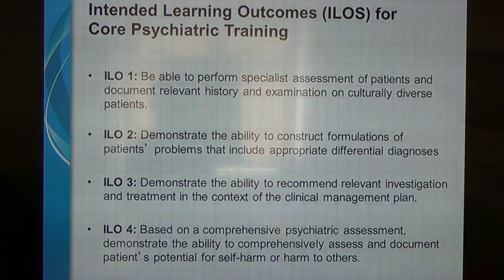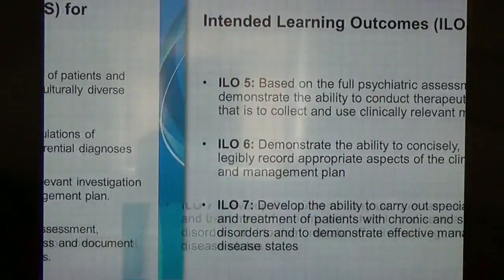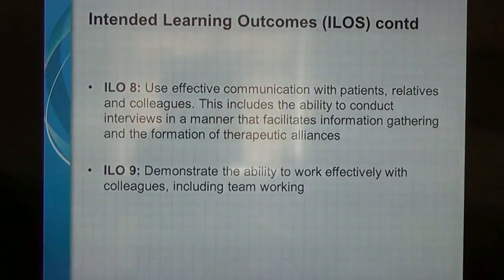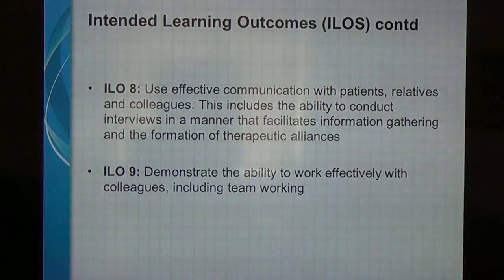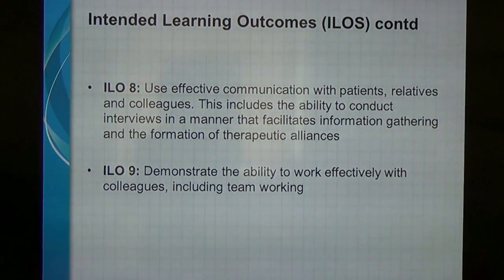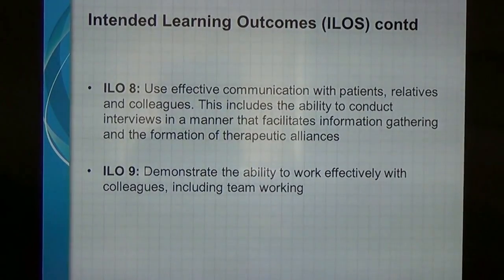There are 19 intended learning outcomes for core psychiatric training, and each intended learning outcome has 3 components, which are knowledge base, skills, and behavior. The intended learning outcomes from 1 to 7 are about psychiatrists being a medical expert. Number 8 is about psychiatrists being effective communicators with patients, relatives, and colleagues. Number 9 is about working in collaboration with other professionals and agencies.